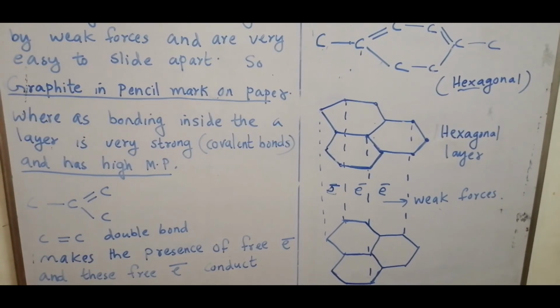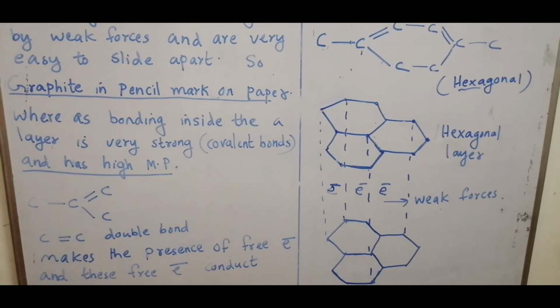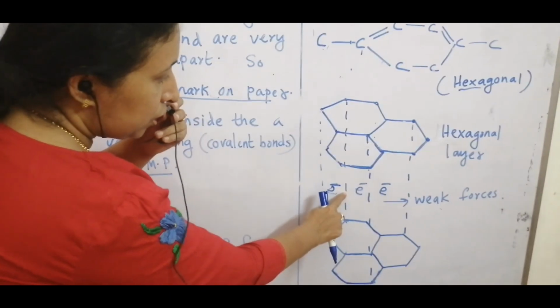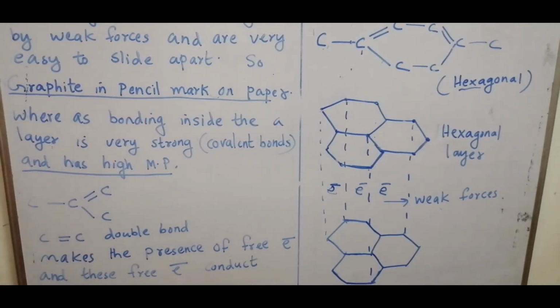In graphite, each carbon atom is bonded to 3 other carbon atoms, and one of these bonds is a double bond. And this double bond makes the presence of free electrons. And these free electrons conduct electricity. These free electrons make graphite a good conductor of electricity.